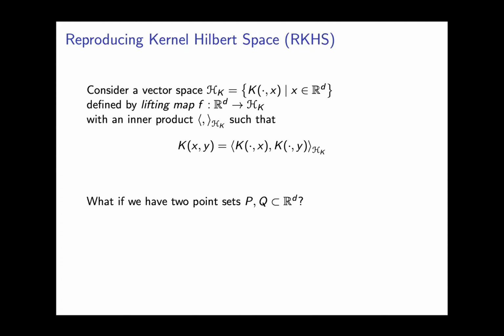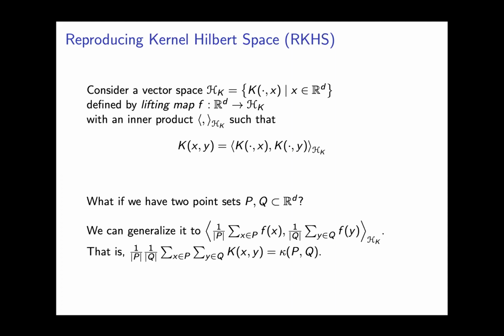For data analysis, we don't just want to do this with points. We want to do this with these two point sets instead. So we need a generalization, where these functions are now just the average over all the data points. These functions are like kernel density estimates instead of just kernel functions. You can then define a similarity, or an inner product, between these two point sets as just the inner product between the averages.